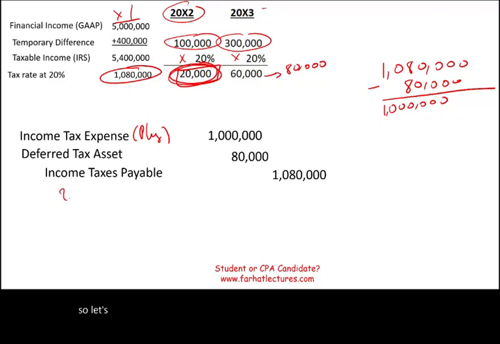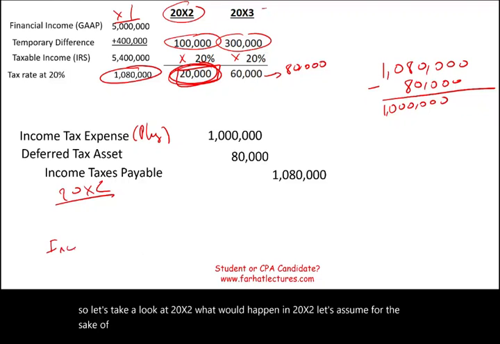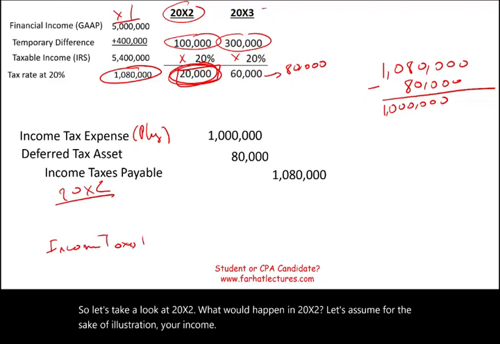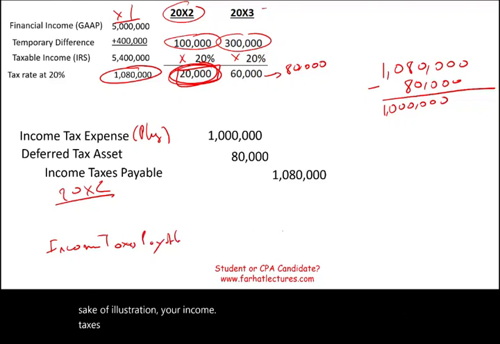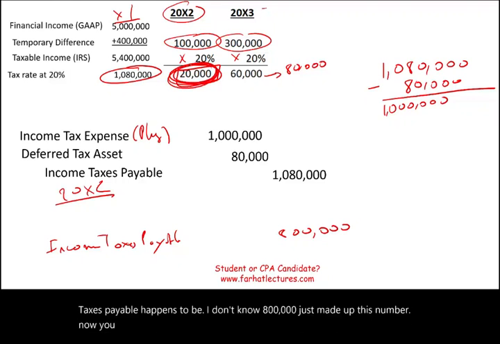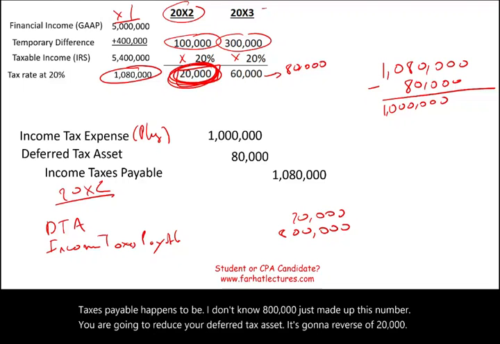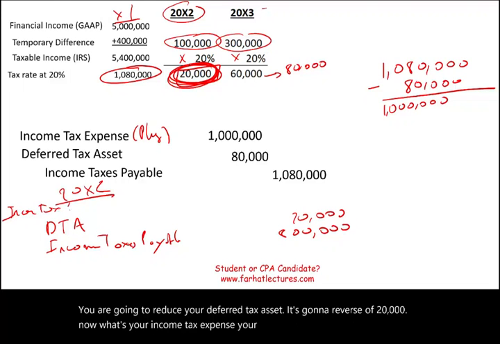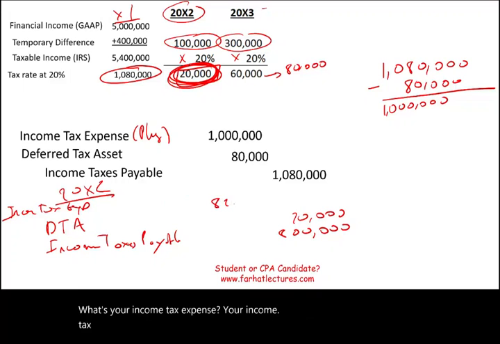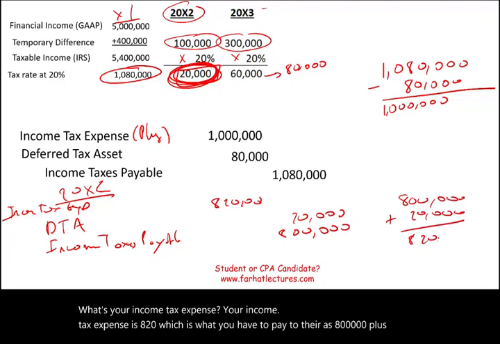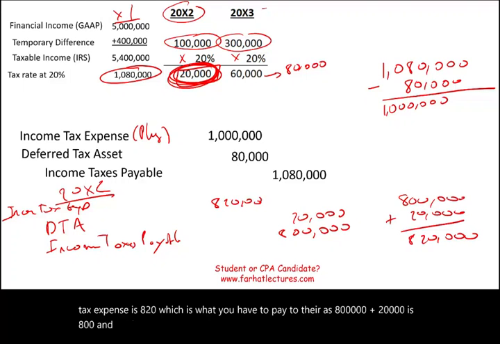So let's take a look at 20X2. What would happen in 20X2? Let's assume for the sake of illustration that your income taxes payable happens to be, I don't know, $800,000. I just made up this number. Now you are going to reduce your deferred tax asset. It's going to reverse by $20,000. Now what's your income tax expense? Your income tax expense is $820,000: $800,000 plus $20,000 is $820,000.